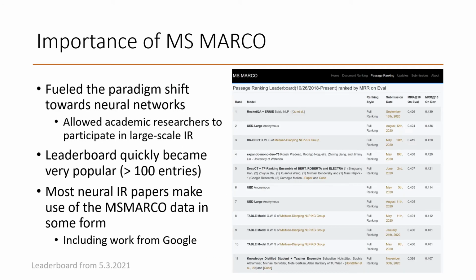In my opinion, the MS Marco collection was a major contributor in the paradigm shift towards neural networks, because it allowed academic researchers to participate in large-scale information retrieval that was only possible for web search company internal researchers before. And the leaderboard that was accompanying MS Marco is still very popular, with over 100 entries already. Most neural IR papers nowadays make use of the MS Marco data in some form, including work from Google, which is very nice to see. And if you look closely at this leaderboard screenshot, you can even see one of our entries at the bottom, at number 11.